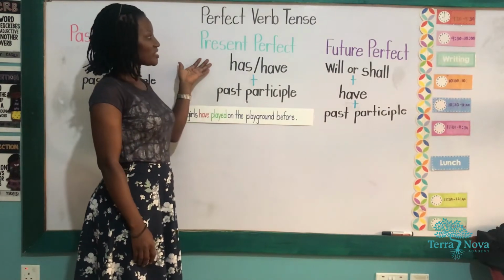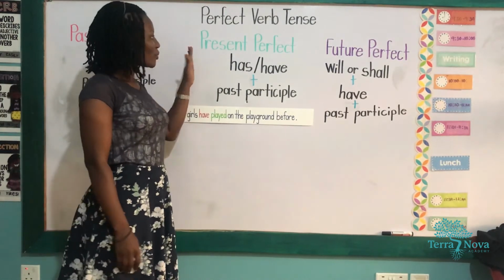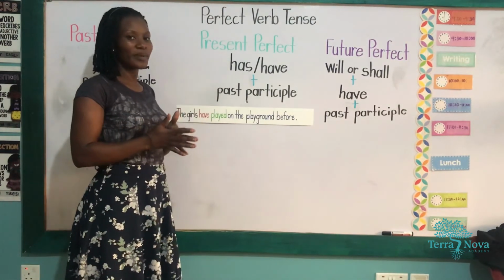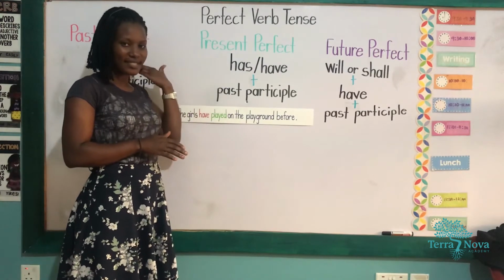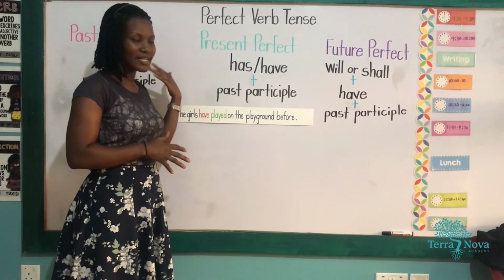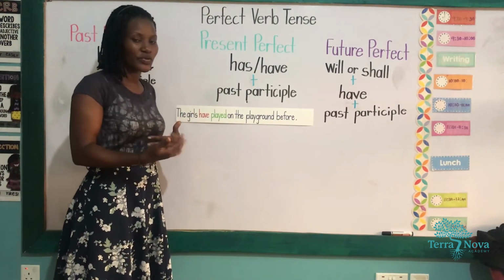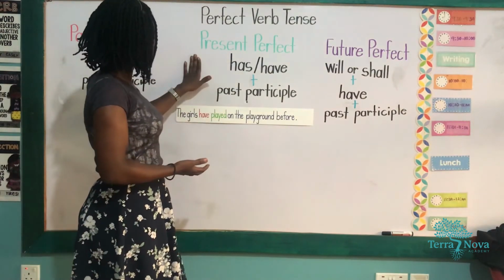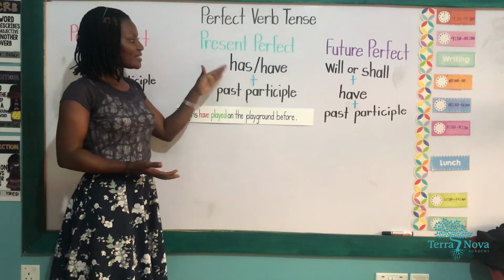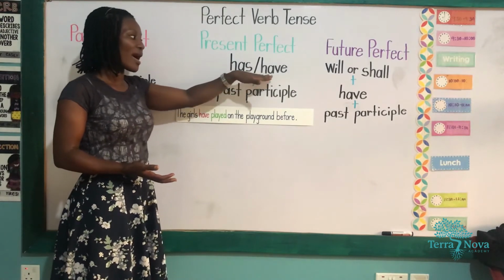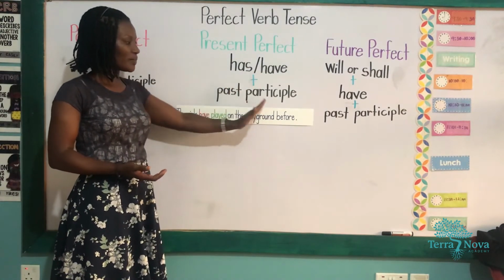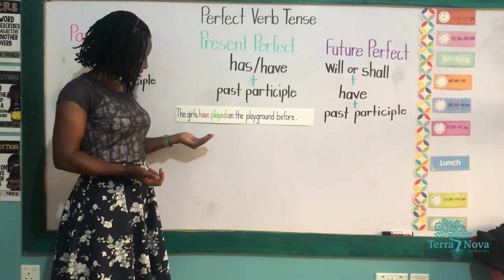Let's look at the present perfect verb tense. Present perfect verb tense talks about actions that were started in the past and continuing through the present. What is our formula? Our formula is we either use has or have plus a past participle. Let's look at an example.